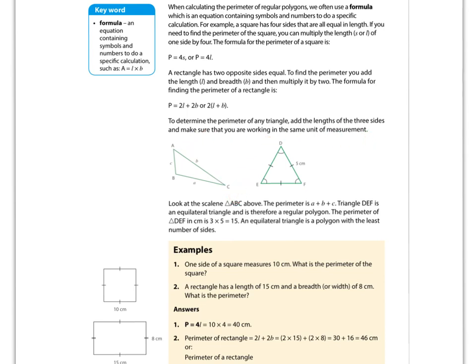So these units of measurement are going to be our next thing we look at in this section, and they become a very important part of perimeter and area.